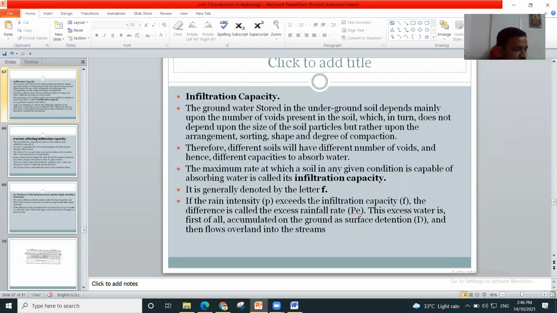Understood what infiltration capacity is? Any difficulty in this?